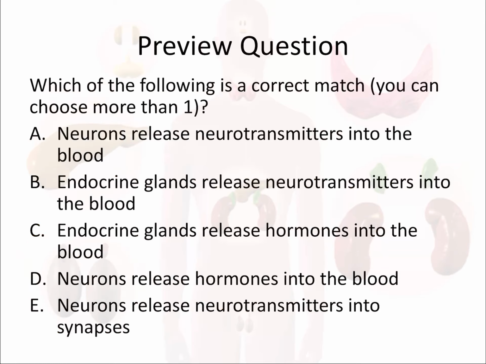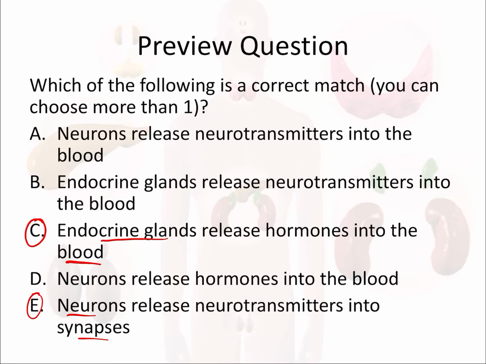When we look at this preview question here, this is the idea of classification of hormones and neurotransmitters. Looking down the list, endocrine glands release hormones into the blood. That's the definition of a hormone: it's released by an endocrine gland into the blood. The definition of a neurotransmitter is that it's released by a neuron into a synapse. So those two are definitely true.